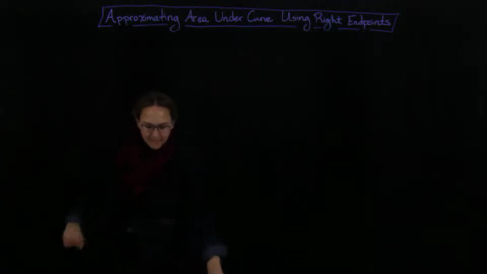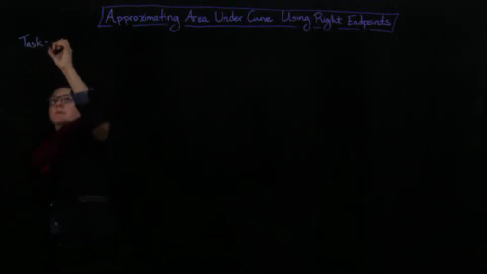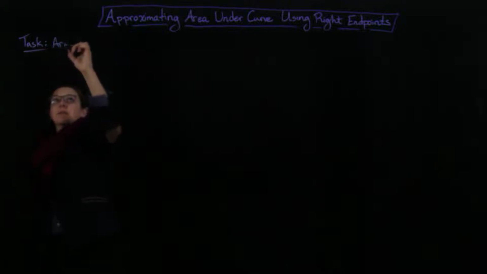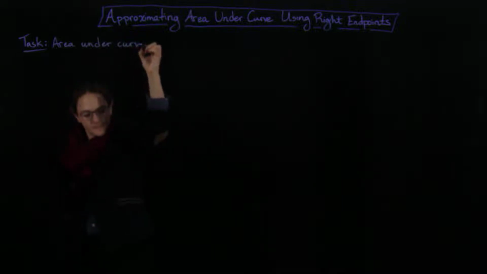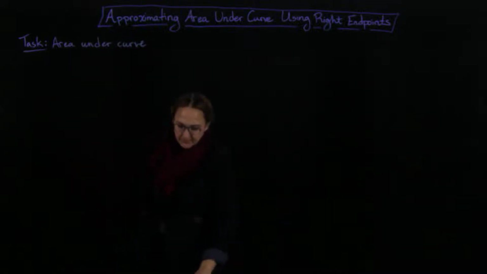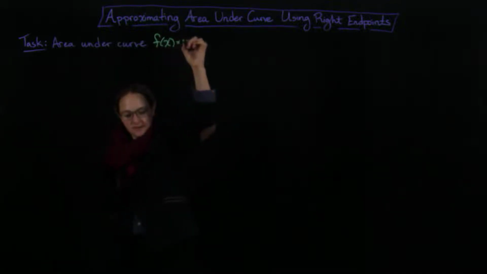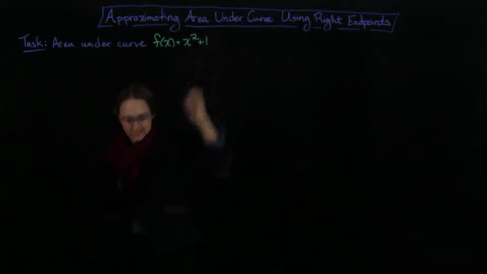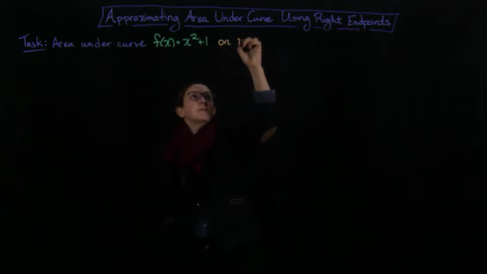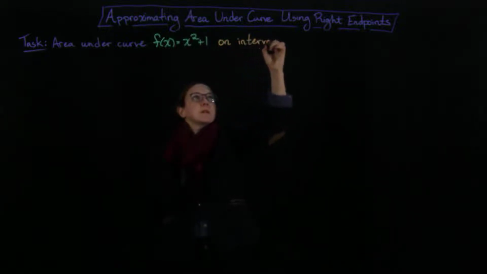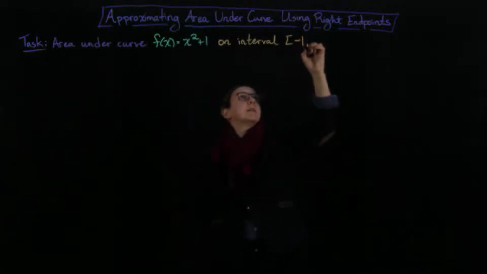So here's our task. We want the area under the curve. First, we'll do it with a specific example, and then we'll move to something general. So under the curve f of x equals x squared plus 1, on the interval from minus 1 to 1.5.